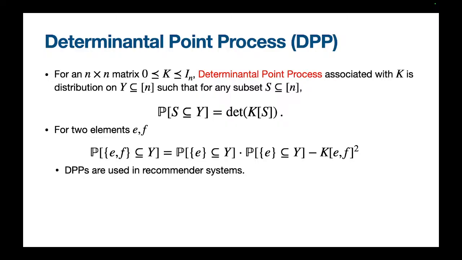Here we get some intuition about the entries of these kernel matrices. If we consider 2 cross 2 principal minors, which from the definition is the probability that 2 elements are picked in the random set, that is equal to the product of the individual probabilities minus the square of the matrix entry corresponding to this pair. This shows that the elements are negatively correlated, and the matrix entry is a measure of negative association. This is one of the reasons it is used in recommender systems.